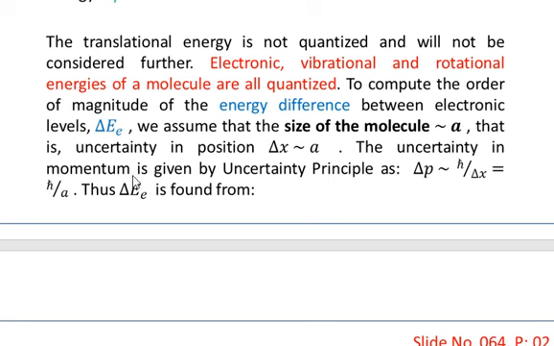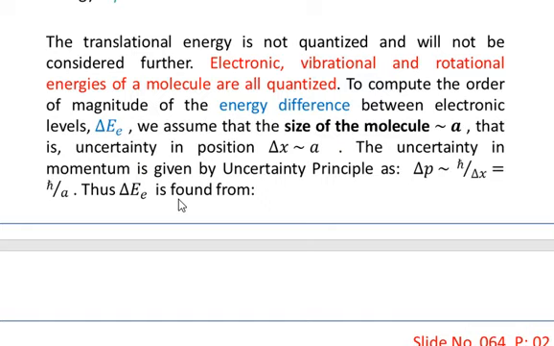The uncertainty in the momentum is given by the uncertainty principle as delta P of the order of h bar over delta X. So substituting the value of delta X equal to A, we have delta P of the order of h bar over A.